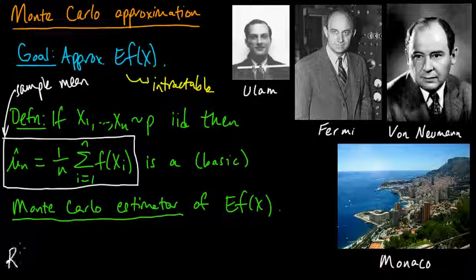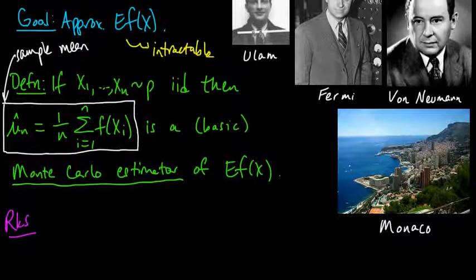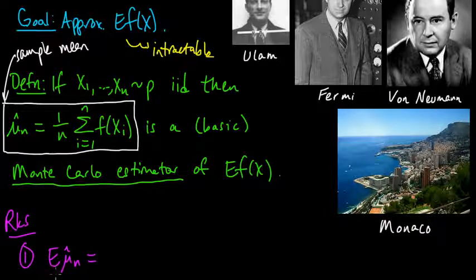Okay, so let's make a few remarks, and let's do them in purple. Remarks. First remark: the expected value of mu hat n, what is it? Well, E is linear, so it moves through. The expected value of f of xi is the same for each i because they're identically distributed. And that's just the expected value of f of x.